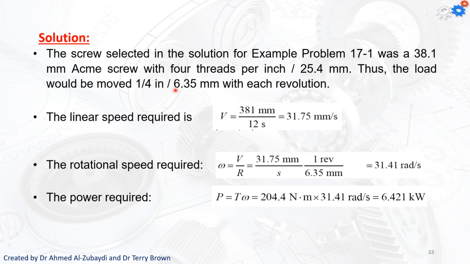Now that's it. I know the torque to raise the load is 204 Newton meter, and I know the omega now. I can find the power to be equal to 6.421 kilowatt. Okay, so that's it for the introduction session, and we're going to go to the example in a separate video.